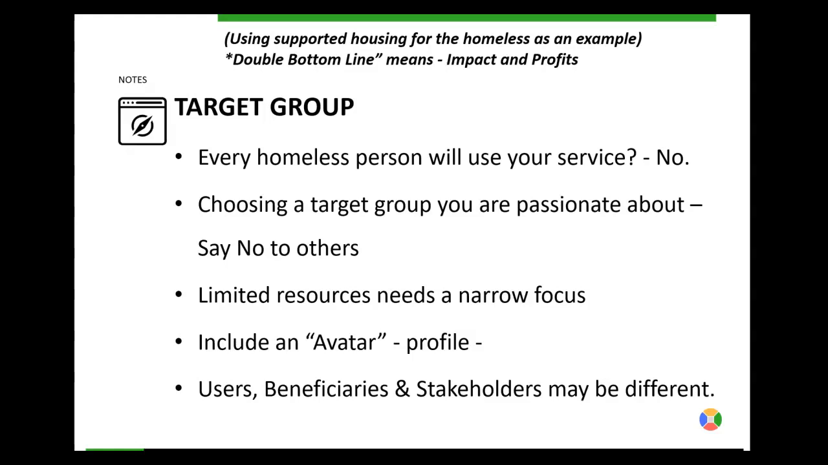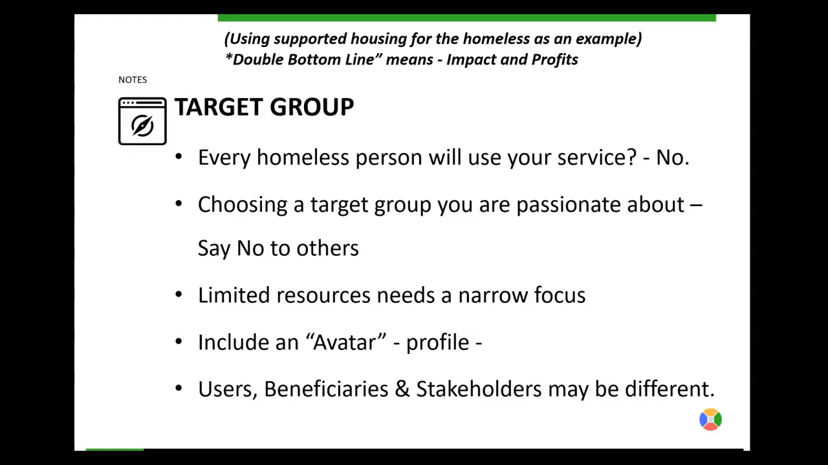And the third point I made there on this slide is that because you have limited resources, you need to narrow your focus. One thing that can help you is to create an avatar. An avatar really is a profile. Well, that's what I call a profile.